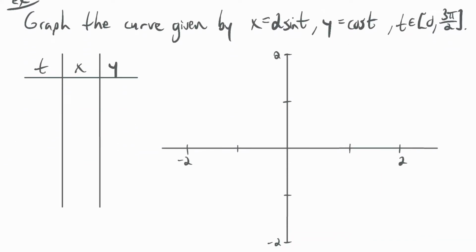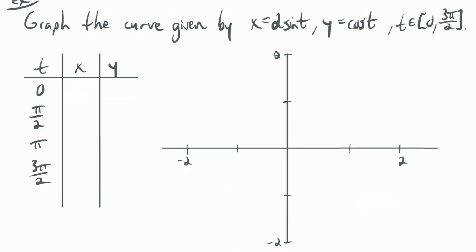Yeah, graph the curve given by x equals 2 sine t, y equals cosine t, and t goes from 0 to 3 pi over 2. Okay, so let's say t will be 0, pi over 2, and maybe we'll do something like pi over 6 or pi over 4 at some point, pi, and 3 pi over 2.